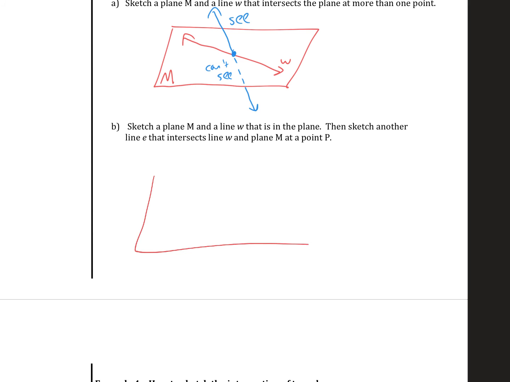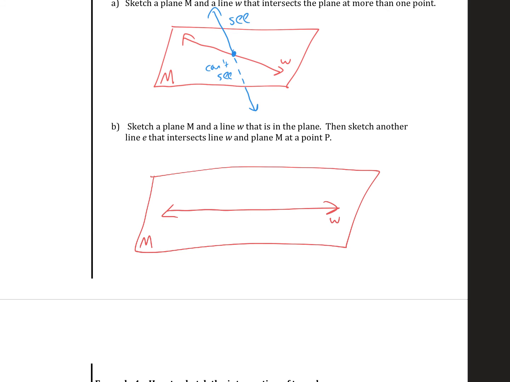Let's first draw the plane. Okay, the planes are our starting point. I wish I could draw this better, but the program's not letting me do that. So, all right, we have M here, and then we need a line W that's in the plane, so I'm going to draw a line that's in the plane. Okay. This is line W. I'm going to use a different color here.